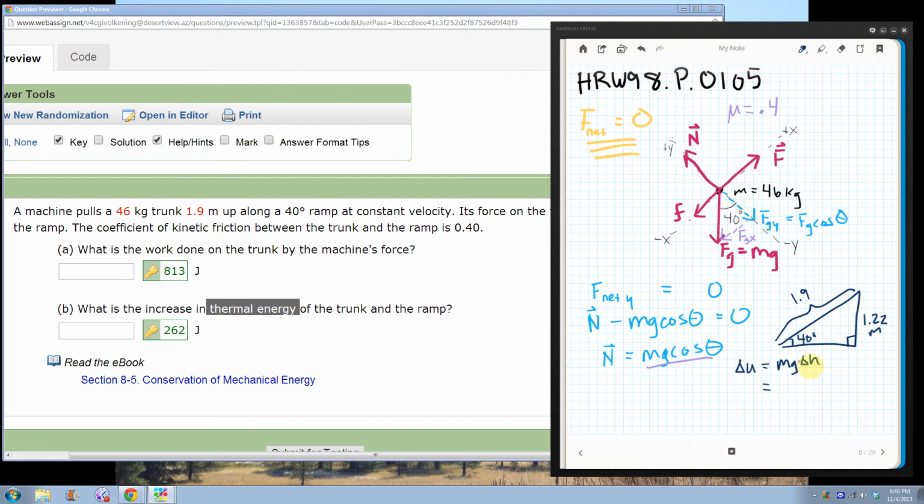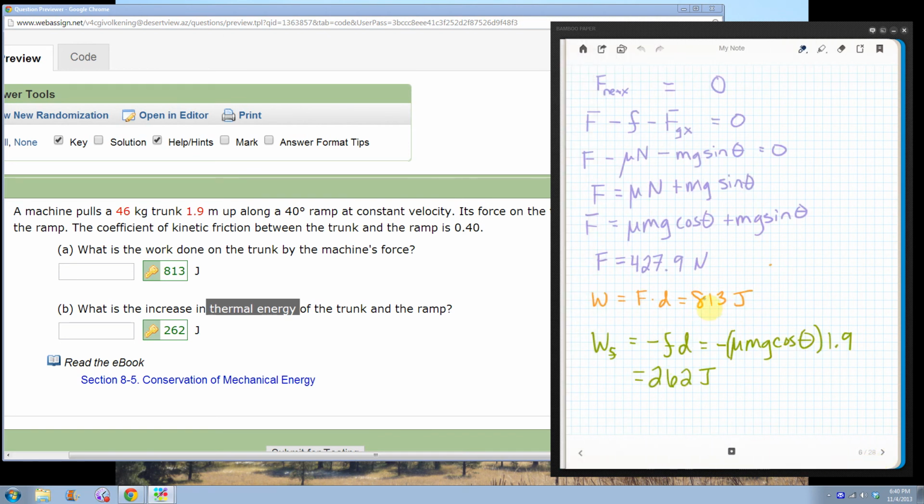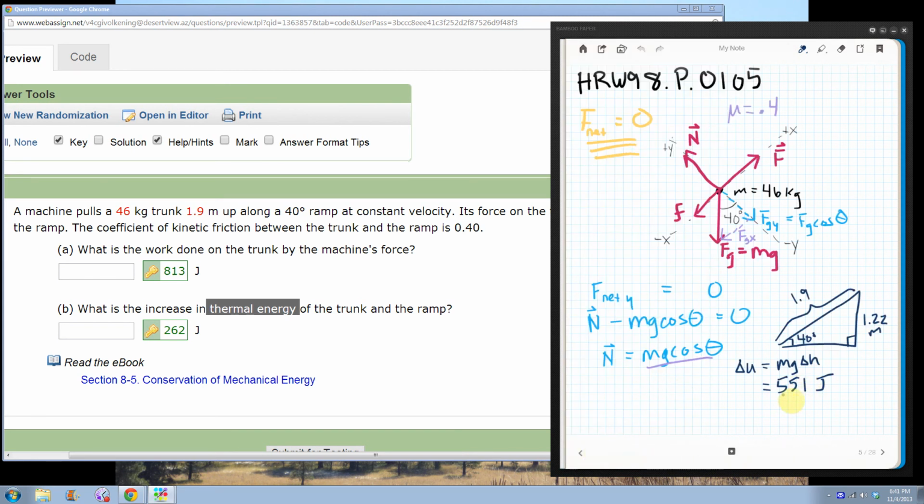So the change in its potential energy was mg times the change in height. In this case, if you do all of that, you get, well, let's see, 46 times 9.8 times 1.2 gives me 551. Yep, if you round it up. This is actually 550.56. Well, here's the thing. If the force did 813 joules of work on the thing, that means that the force put 813 joules into the block. But the block's potential energy only increased 551 joules. So that's not all of it.